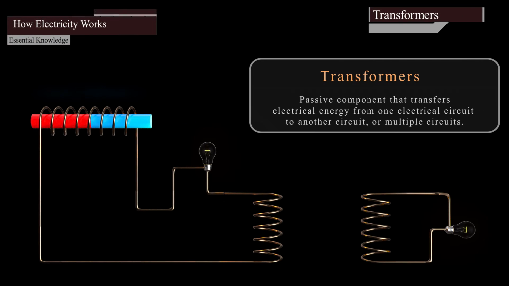For transformers, we can combine all the aspects together that we've just mentioned. We can use one coil of wire around a magnet to generate electricity, and then we can place another coil of wire, which does not touch, in very close proximity to the first. This composition will create a transformer.